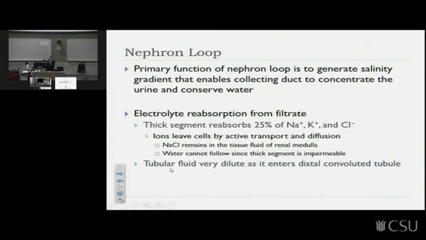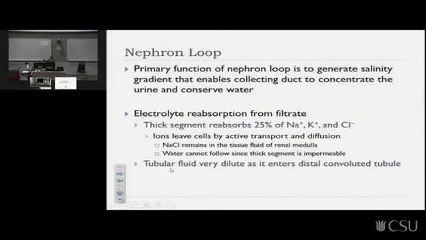The primary function of the nephron loop is to generate a salinity gradient that enables the collecting duct to concentrate the urine and conserve the water. By concentrating the urine, what that means is basically getting rid of any excess water out of that collecting duct, and maintaining all of those solutes and waste and uric acid, increasing the concentration of the urine, keeping that inside the nephron, and getting rid of the water and putting that back into the bloodstream where it can then regulate blood volume by either increasing or reducing the blood volume that's necessary depending on how hydrated or dehydrated you are.